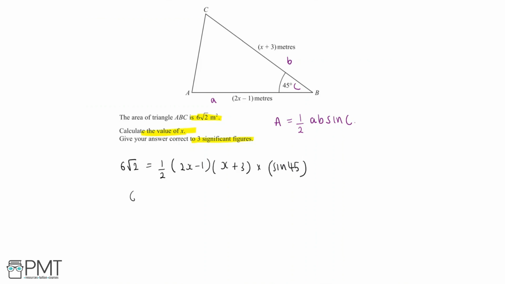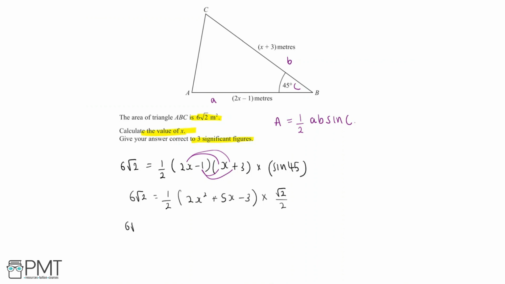Now simplifying this further, we can say 6 root 2 equals half, and now to expand our double brackets, we'll do 2x multiplied by x, which will give us 2x squared. Then we have 2x multiplied by 3, which is 6x, then minus 1 multiplied by x, which is minus x, and so 6x minus x will leave us with 5x, and then we have minus 1 multiplied by 3, which is minus 3. And that all multiplied by sine 45, and knowing our trigonometric values, we can say that sine 45 is equal to root 2 over 2.